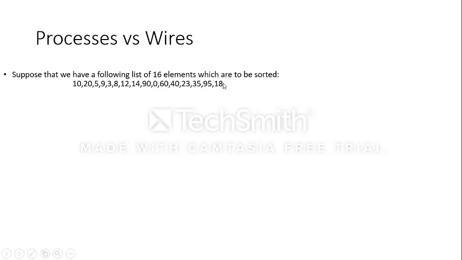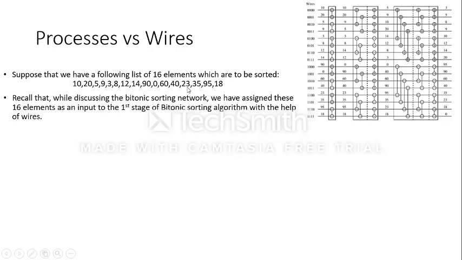Now suppose this is the list that is to be sorted. It is basically the same list that was discussed in the earlier instances. Recall that these 16 elements are assigned as input to the Bitonic sorting network. There are 16 wires, and to each of the 16 wires a value is assigned. So it is the one element per process method, such that at wire 0 the value 10 is assigned, at wire 1 the value 20, at wire 2 the value 5, at wire 3 the value 9, at wire 4 the value 3, at wire 5 the value 8, and so on.